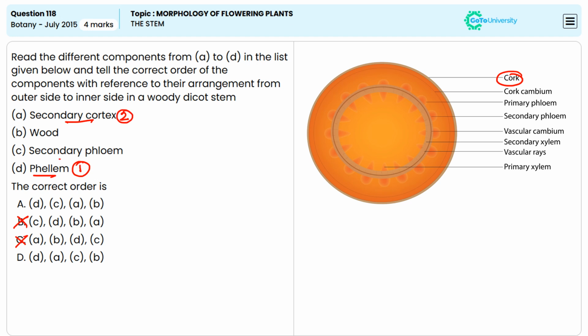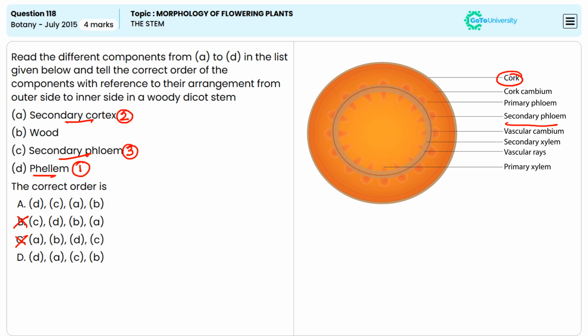Now let's look into the secondary phloem. So secondary phloem is inside the secondary cortex, and the secondary phloem is responsible for transporting nutrients and food throughout the plant. So that means secondary phloem will be coming third in the order.